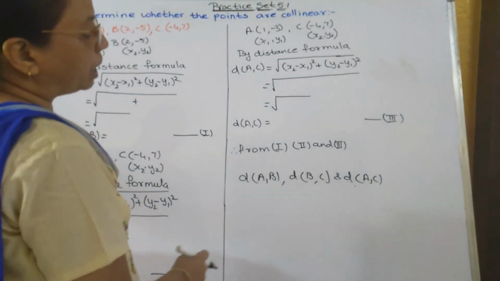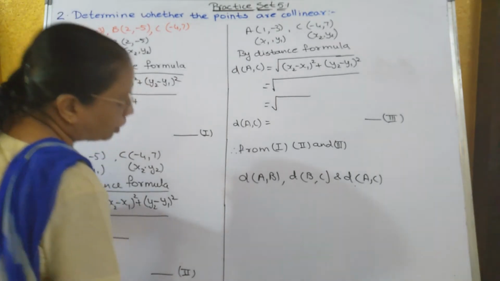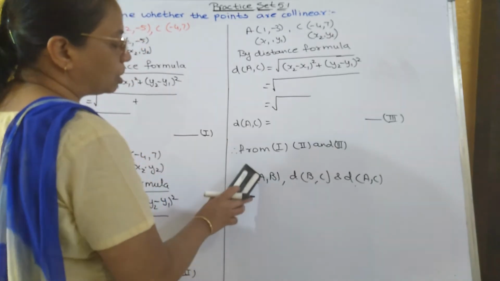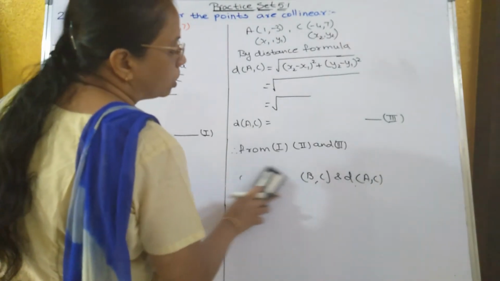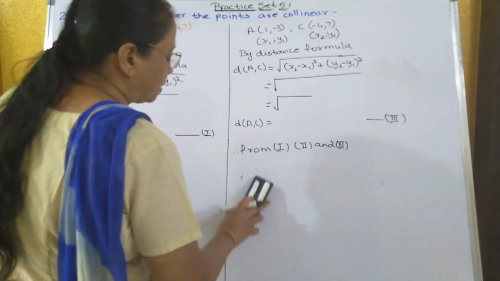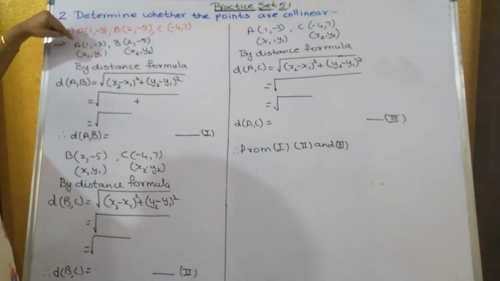And if you add any two and you don't get the third one, then it is said to be non-collinear points. तो अगर दो डिस्टेंस को ऐड करके तीसरा वाला डिस्टेंस मिलता है तो उसको बोलता है कोलिनियर पॉइंट. और अगर कोई भी दो डिस्टेंस को ऐड करके तीसरा वाला नहीं मिलता है, then it is said to be non-collinear points.